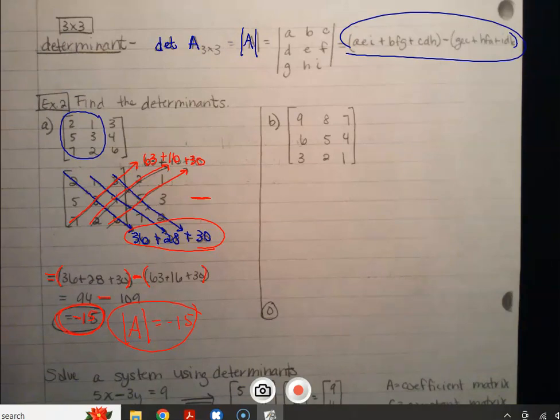Okay, so let's try B together. So it's a 3 by 3. So I'm going to take these two columns and I'm going to write them to the right. So I'm going to write 9, 8, 6, 5, 3, 2.